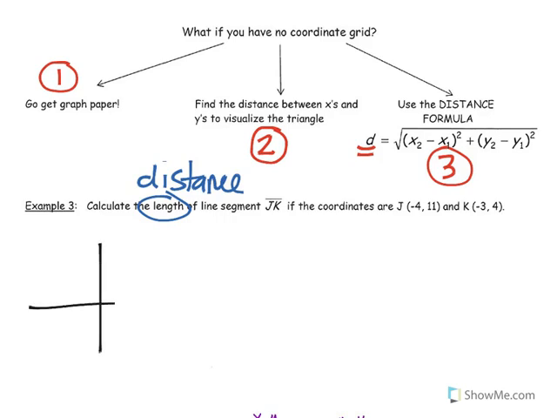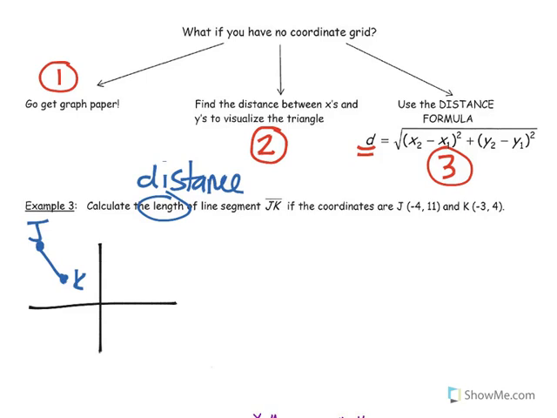I'm going to draw a mini coordinate grid over here, but we're just going to plot it. I'm not going to make it too exact. J is negative 4, 11, so if I go left and then up, J would be somewhere around there. And K would be negative 3, 4, which would be left and then up, but not as far left and not as far up as J. So I get this line segment right here.